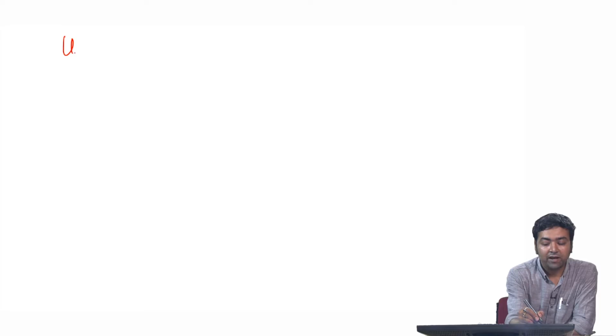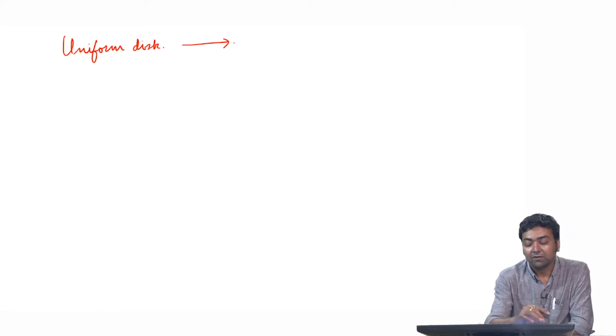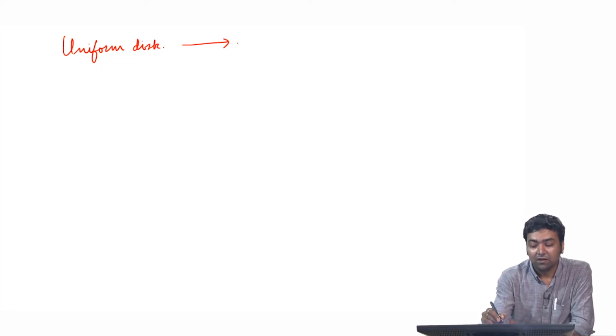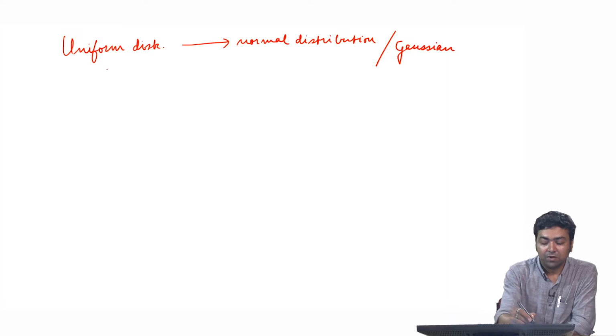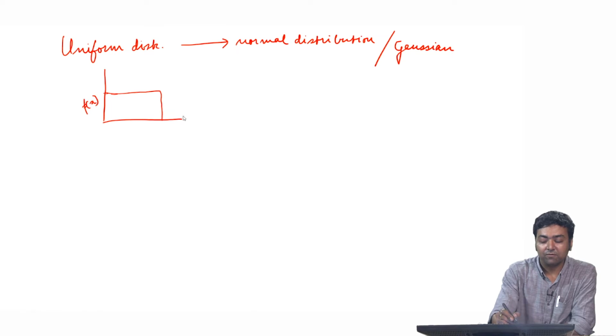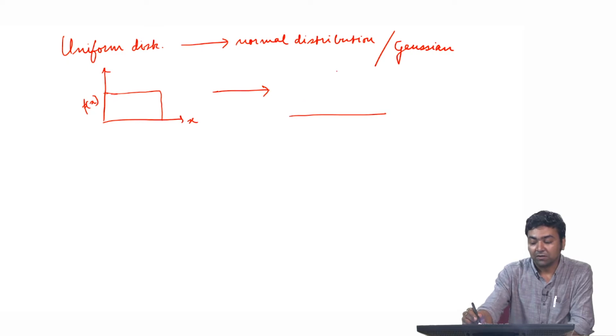So, basically the idea is I have a set of random numbers which is generated by my machine, which has a uniform distribution, and I transform them to another set of random numbers which has a normal distribution, or it is also called the Gaussian distribution. If I plot the distribution, what it means is, if this is my probability distribution function P(x) for a uniform one, I want to convert it to something like this, like a Gaussian function.